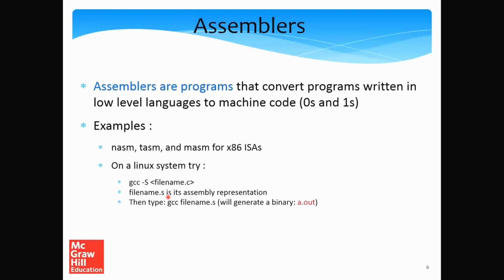Then to generate a binary, we can run the same gcc command once again, with gcc filename.s, which will generate a binary called a.out. Running the binary is very, very easy. In Linux, it is just as simple as ./a.out.